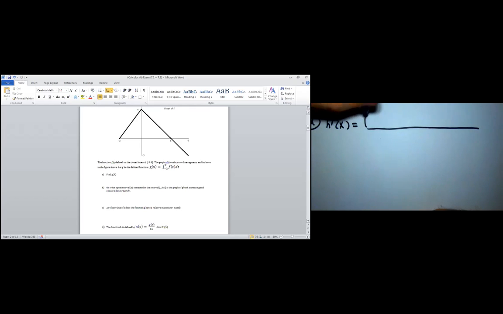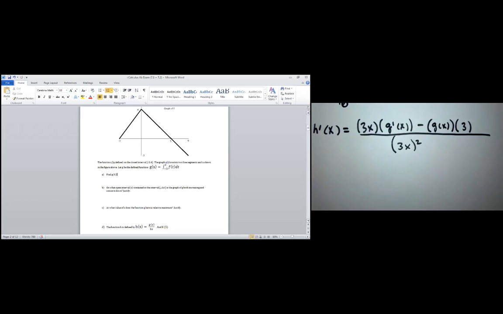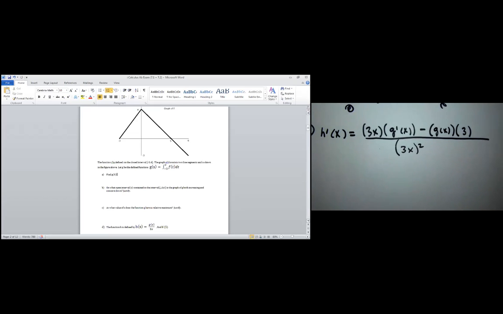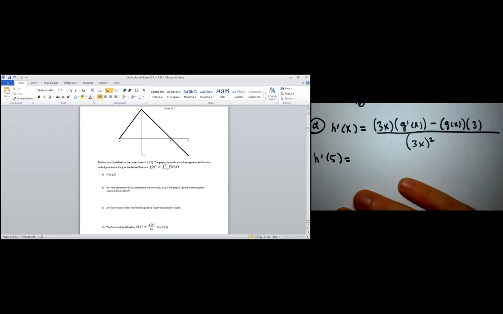So it's bottom, derive the top, minus the top, derive the bottom, over the bottom squared. Okay, and now into that, what are we doing? We are finding h prime of 5. So h prime of 5 is equal to, what do we got? 15.